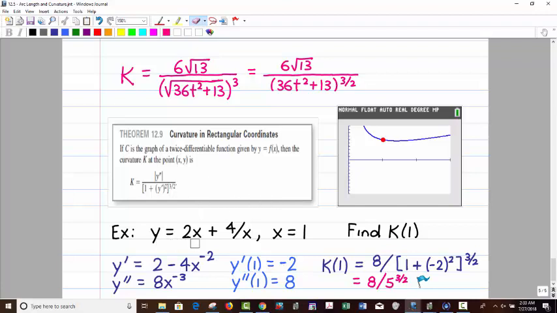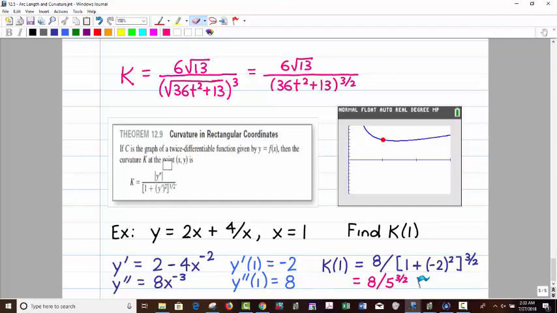So y equals 2x plus 4 over x, which obviously is the same thing as 4x to the negative 1, at x equals 1. So I'll take the first derivative, which will be 2, and if that's 4x to the negative 1, this will give you negative 4x to the negative 2. Put in 1, we'll get 2 minus 4 is negative 2. And then the next derivative would be negative 2 times negative 4 is 8. Subtract 1 makes that negative 3. Put in 1, we get 8.